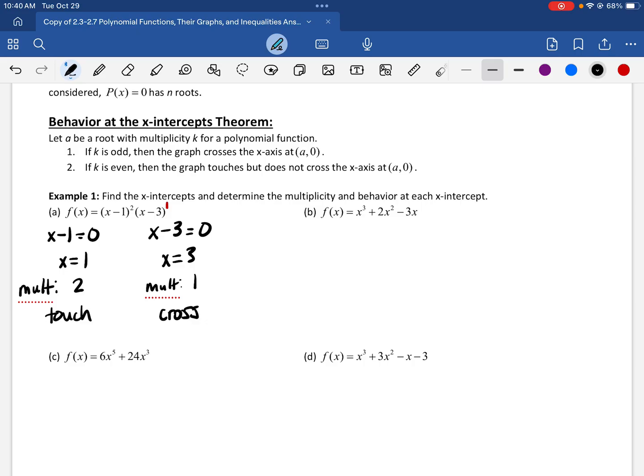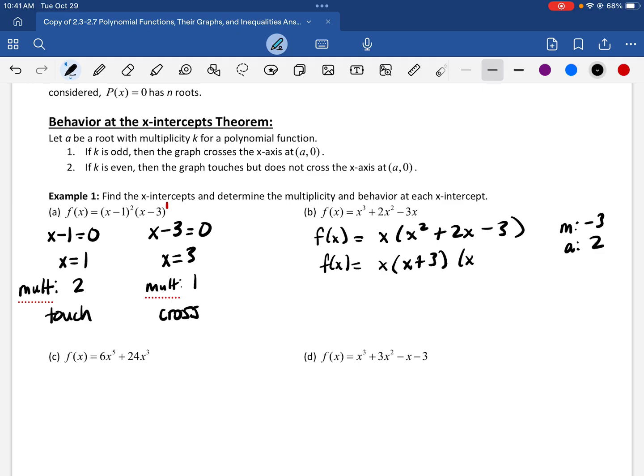For b, it is not in factored form, so the first thing we need to do is factor it. First thing I notice is that it has a greatest common factor of x, so I'm going to take that out. Then what's left behind is a quadratic that we can factor using slide and divide. We'll need two numbers that multiply to -3 and add to 2. That would be 3 and -1, so it's going to be x plus 3 and x minus 1.